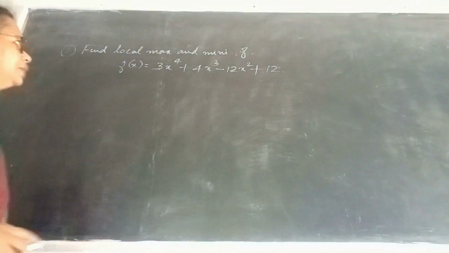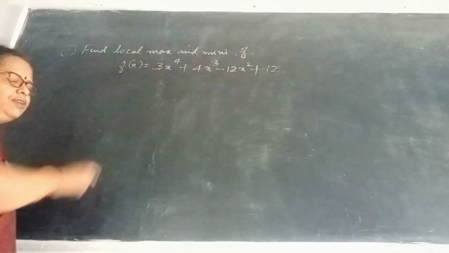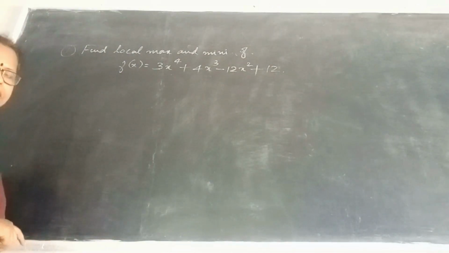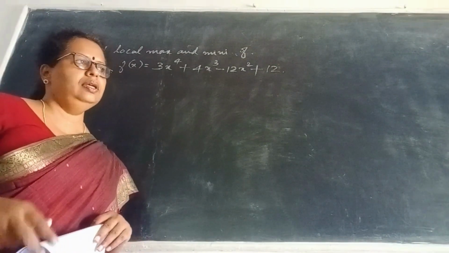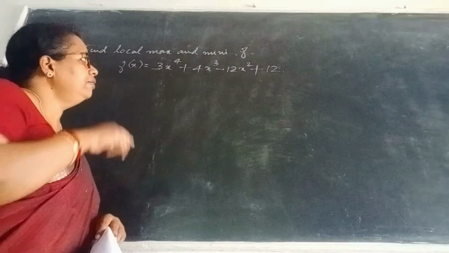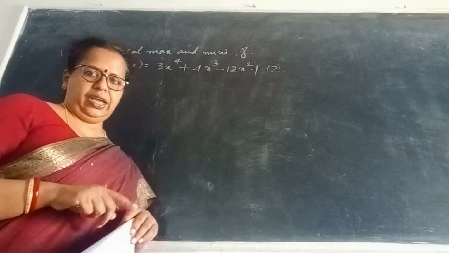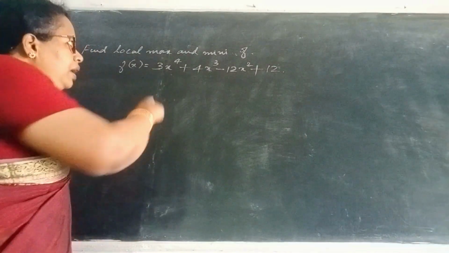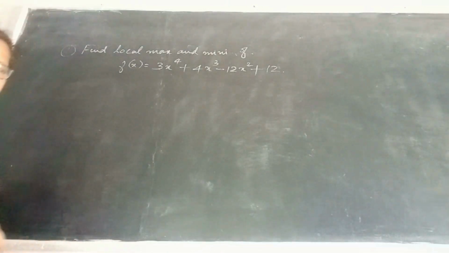So what is asked in the question? We have to find local maxima and minima of the function. We can use the second derivative test. First we will find the first derivative and equate it to 0. These are the extreme points. Then we will find the second derivative. At the extreme point where it is negative, it is a local maxima, and where it is positive, it is a local minima. That is the second derivative test.